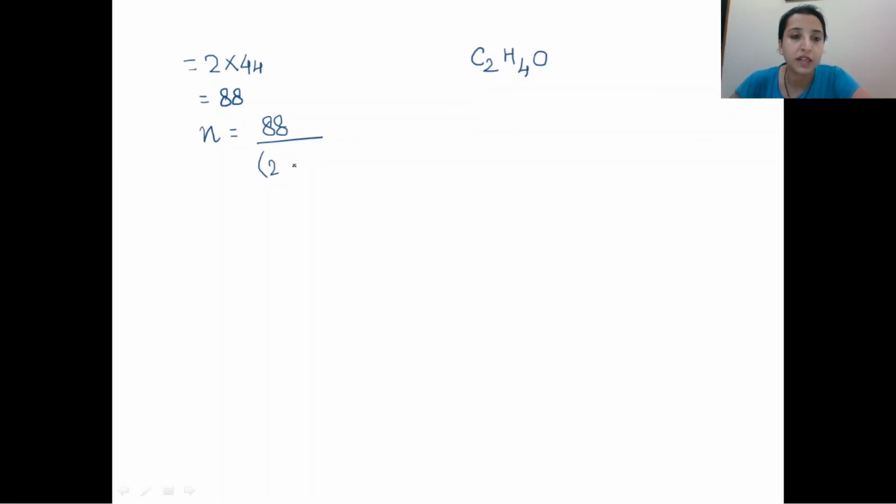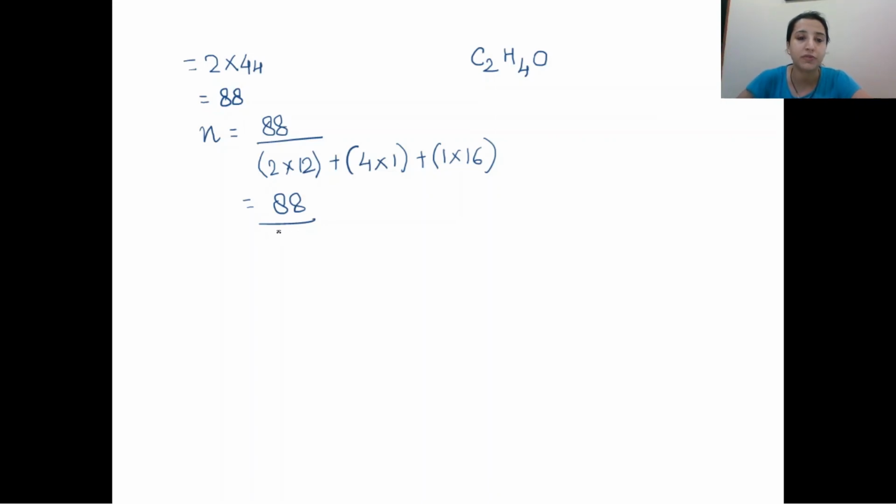So, carbon is 2 into the atomic mass of carbon, which is 12, plus hydrogen has 4 atoms multiplied by its atomic mass 1, plus oxygen has 1 atom multiplied by its atomic mass 16. So it's 88 divided by 2 into 12, which is 24, plus 4 plus 16. That will come out to be 44. So 44 ones are 44, twos are 88. So N comes out to be 2.